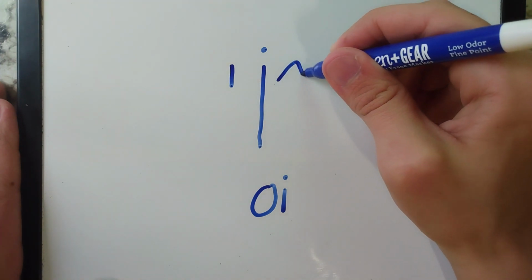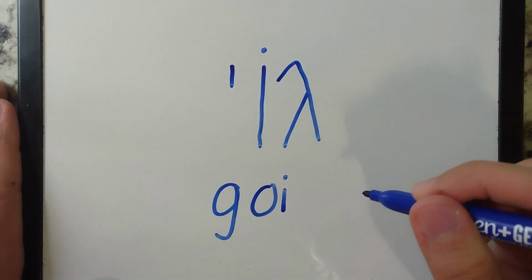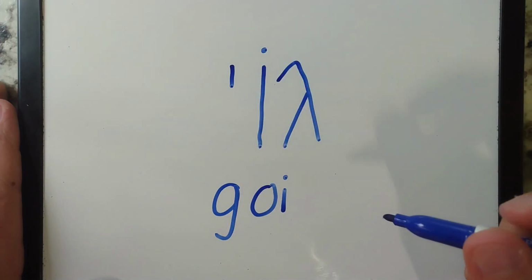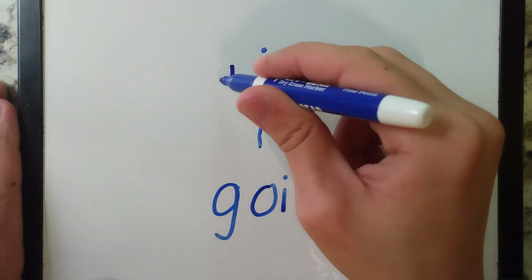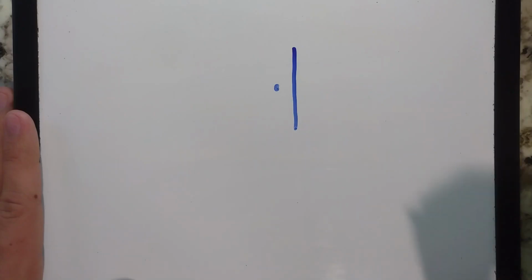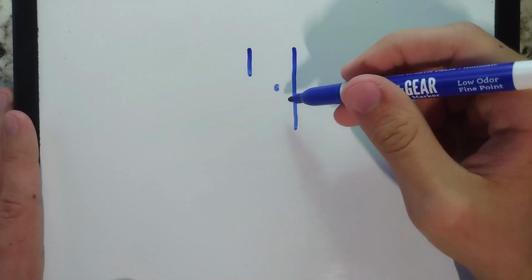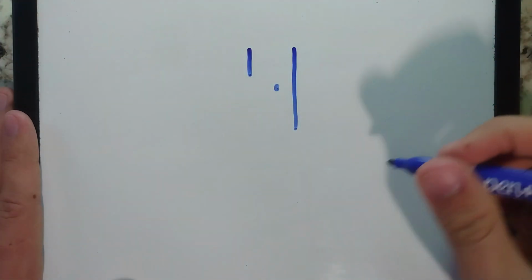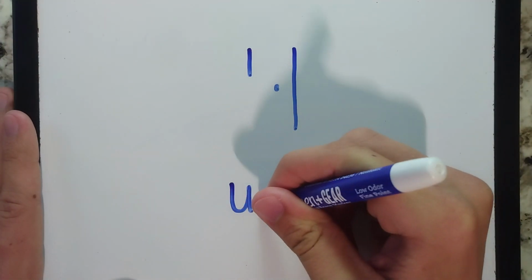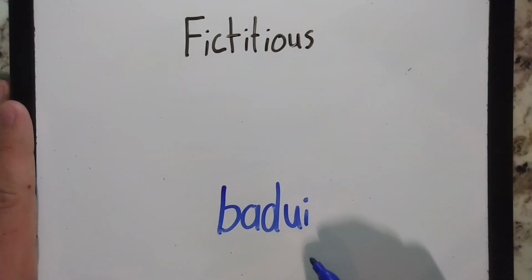This is seen in the word goy, which starts with a gimel, which makes the g sound followed by this vowel combination. G, oi, goy, nation. Lastly, a yud can come after a vav with a shuruk, which by itself says oo, and when they are put together, they make the compound vowel sound ui. This ui vowel combination is not very common, but one word it is used in is the word badui, which means fictitious.